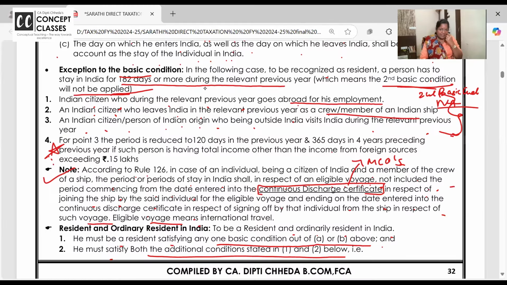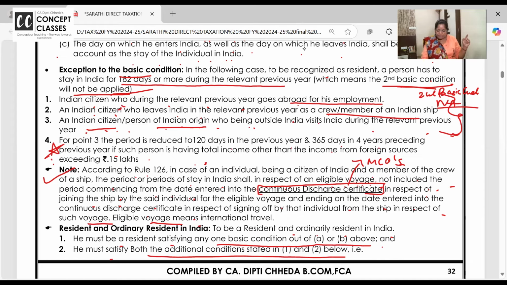I hope you all have put a star mark because this is very important. For point 3, the period is reduced to 120 days in the previous year and 365 days in the 4 years preceding the previous year. If such person, in the third one, is an Indian citizen or person of Indian origin. What do you mean by person of Indian origin? Who himself or whose parents or grandparents were born in undivided India, who being outside India comes to visit India.